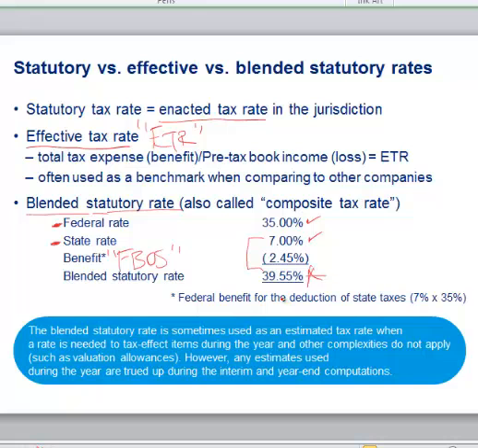So if people are talking about what's your blended rate, they're talking about the blending of your statutory rates. Okay? Totally different than effective rate. It's just a blending of statutory rates when the same $1 of income is taxed in multiple jurisdictions.